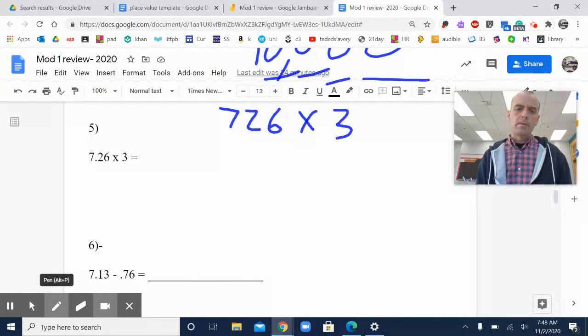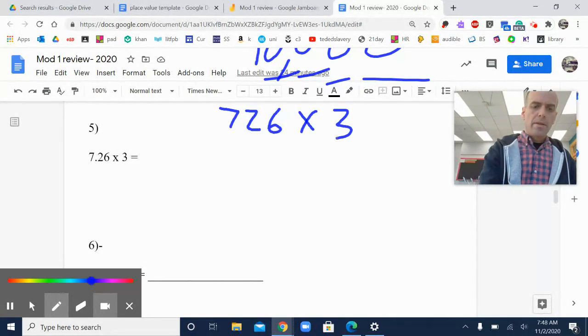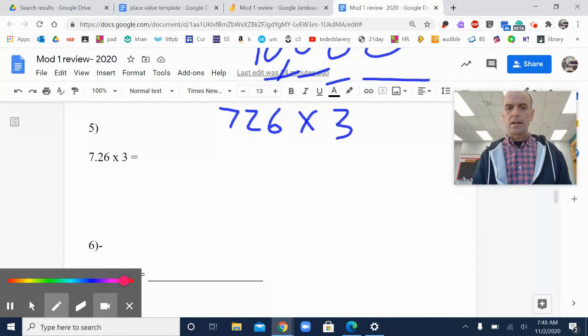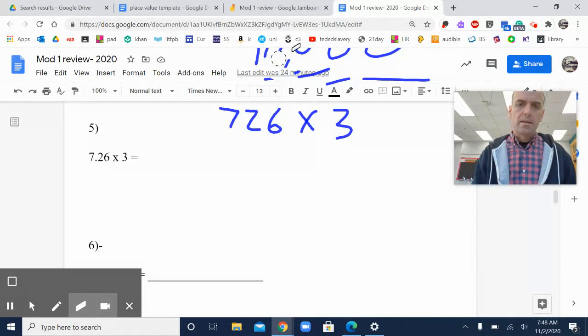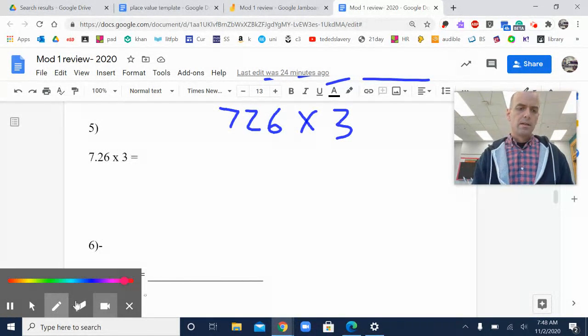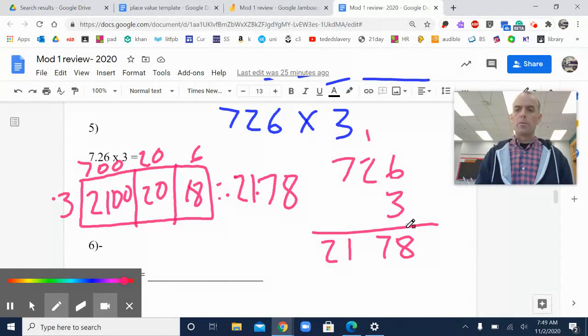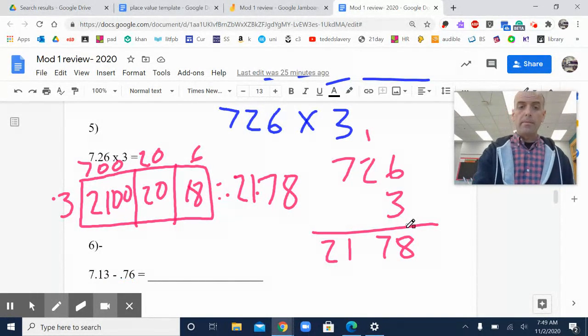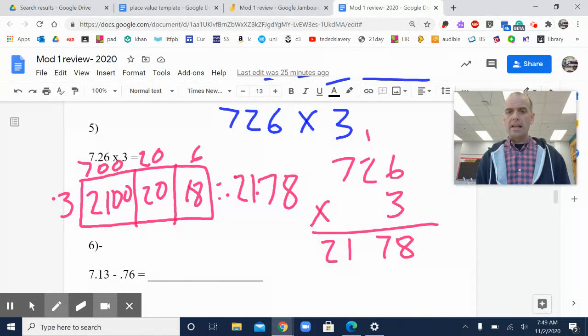Step 2 is now you choose your method. You can do the area model or the algorithm, but you're doing that pretending it's 726 times 3. So very quickly, I'll just do them. When I do both the algorithm and the area model, I get 2,178.